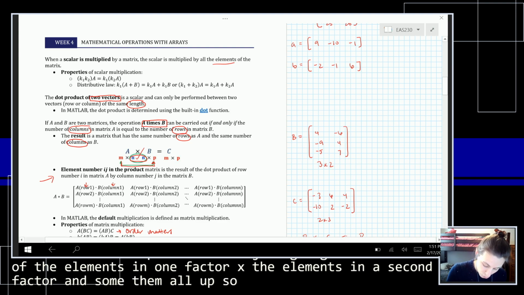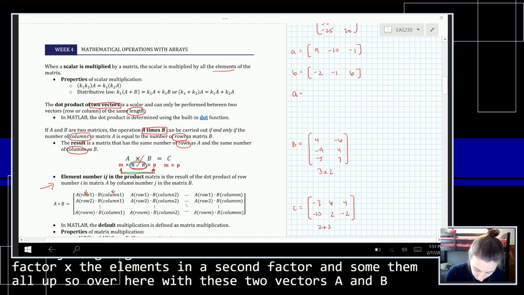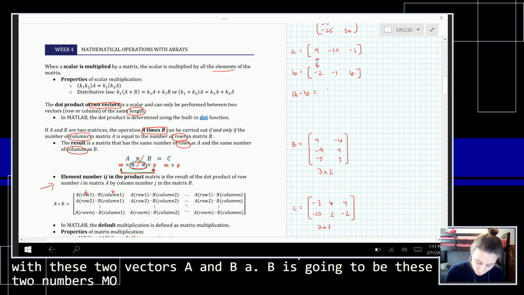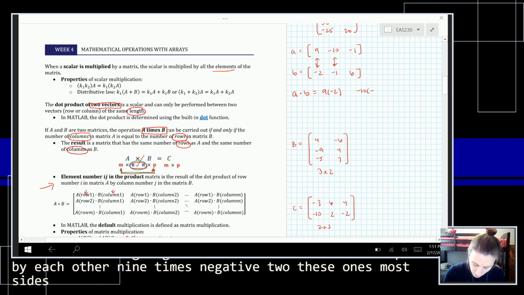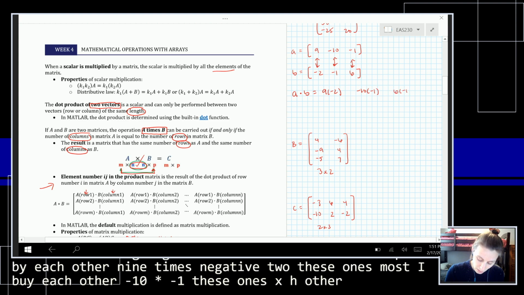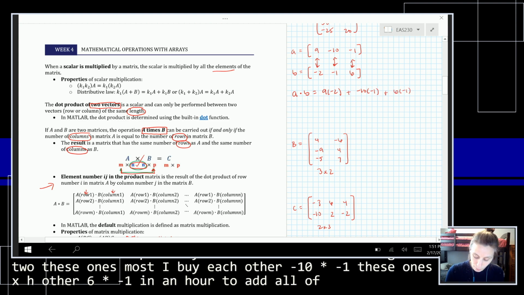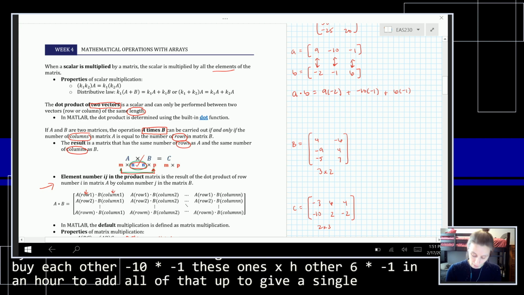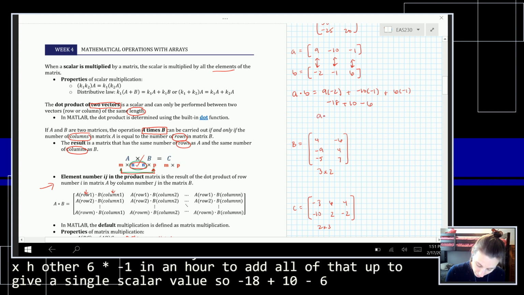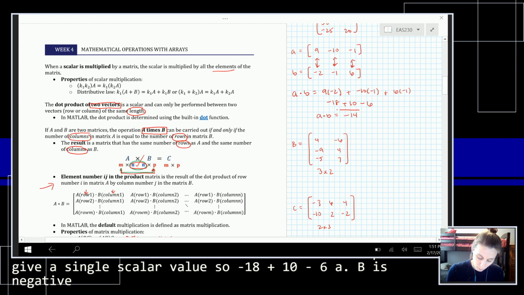So over here with these two vectors, A and B, A dot B is going to be these two numbers multiplied by each other, 9 times negative 2. These ones multiplied by each other, negative 10 times negative 1. These ones multiplied by each other, 6 times negative 1, and then I would add all of that up to give a single scalar value. So negative 18 plus 10 minus 6, where A dot B is negative 14.